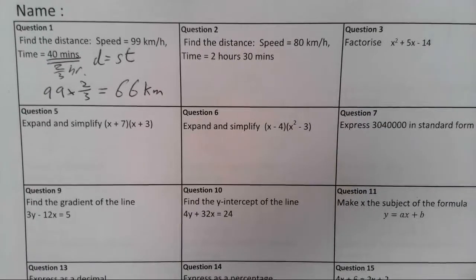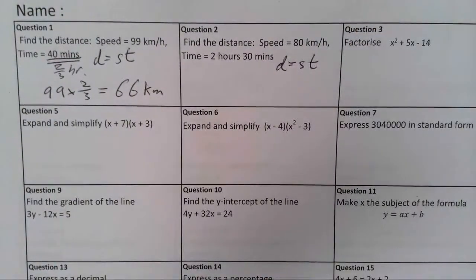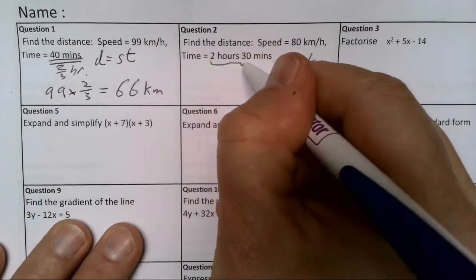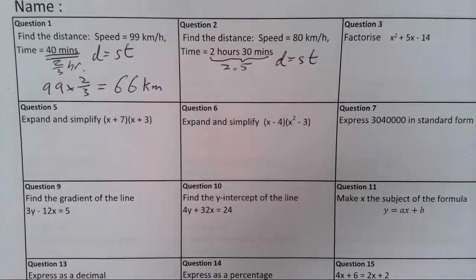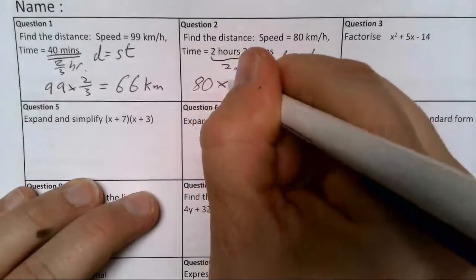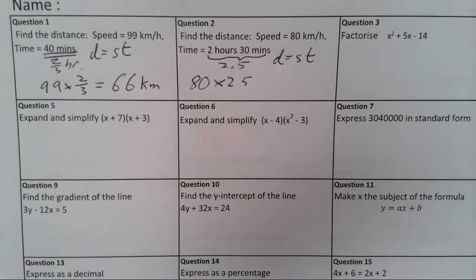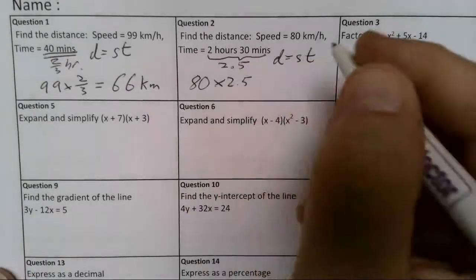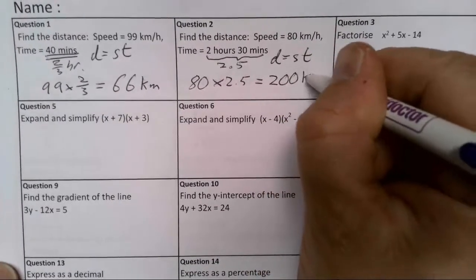Next one, again, distance is speed multiplied by time. So 2 hours 30 minutes is 2.5 hours. So I want 2.5 times 80. 80 kilometers an hour for 2.5 hours. 80, 160, and another half of that, so another 40, is going to give me 200 kilometers.